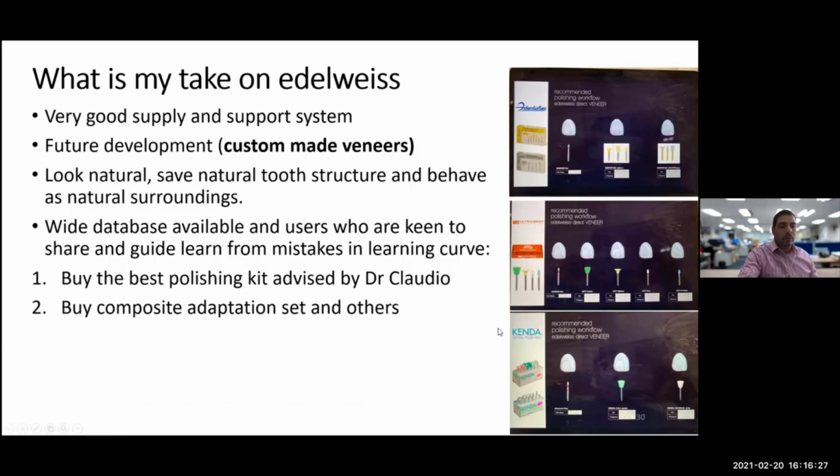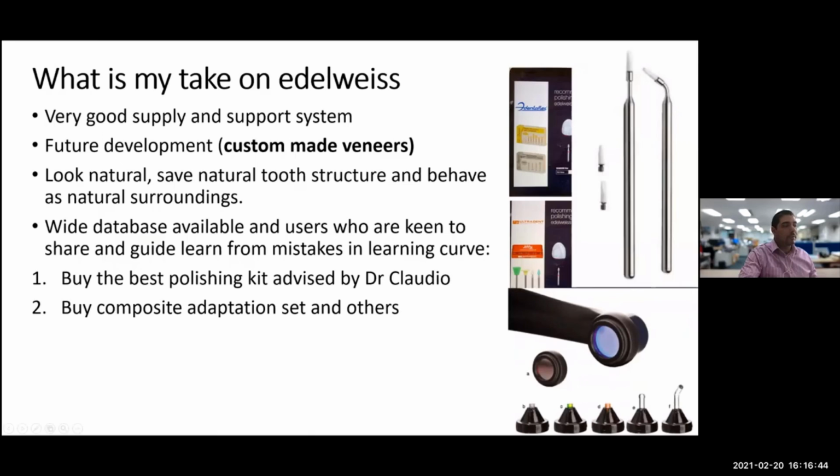I want to buy also a composite adaptation set. I have only the basic plastic instruments. So I will buy, and hopefully I have the support from the university to recruit such instruments that we can use, of course. And it's a learning curve, and it's a win-win situation, because once we have such instruments, it will help us to make a better outcome.